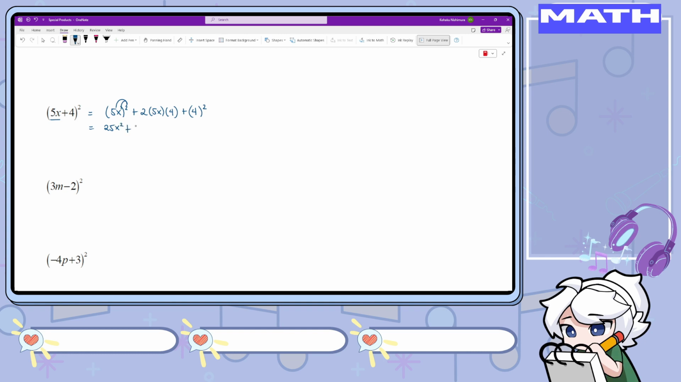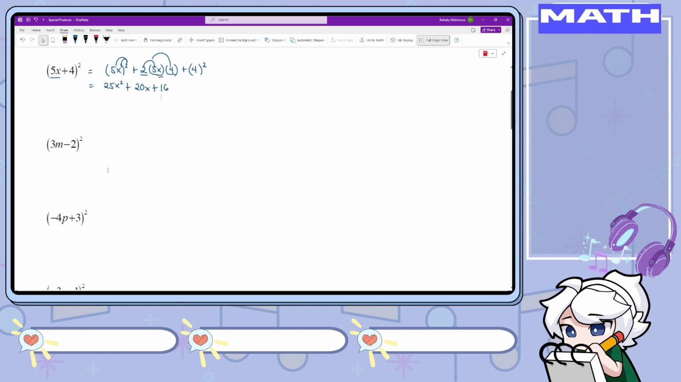Now, for this particular problem, let's first multiply the numerical coefficients. So 2 times 5 is 10, times 4 is 20, and then we have the variable x. And last but certainly not least, we square 4, which is 16. Thus, we are done with this problem. Easy, right? Now, let's have the second one.